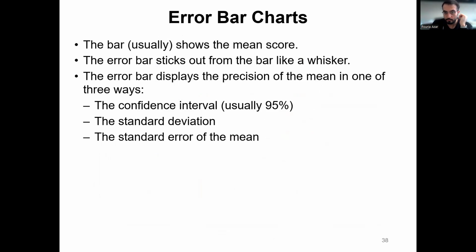Error bar charts are very useful, very common. Unlike box plot, here the bar shows the mean score, not the median. And the error bar sticks out from the bar. It's like a whisker. It shows the confidence intervals, 95% confidence interval, or standard deviation, or the standard error of the mean, depending on how we want to represent our data using error bar charts. But we need to mention it in a note or on the side of the chart that the bars are either standard error of the mean, standard deviation, or 95% confidence interval, for example.